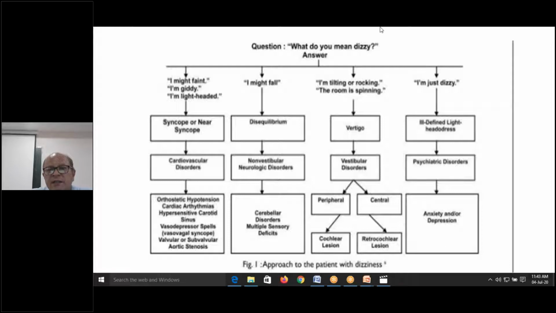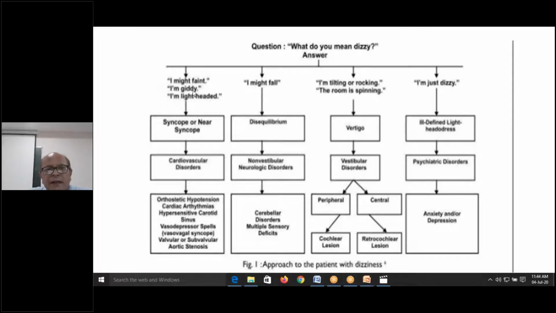Now, approach to a patient with dizziness. The main problem with vertigo is that people come with a very vague complaint thinking that it is vertigo. But as a clinician, you should be able to isolate which is a true vertigo. See, the patient comes and says, I am just dizzy. So this is ill-defined lightheadedness. It may be a cause of psychiatric disorder like anxiety or depression. So this should be ruled out in the history only.